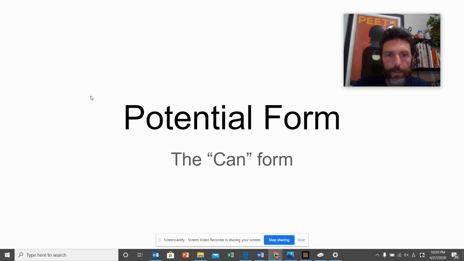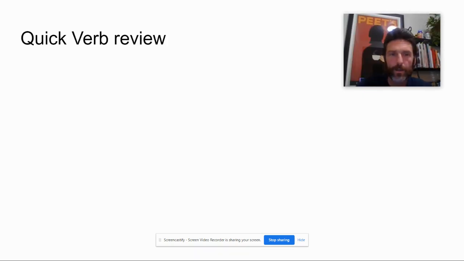Okay, everyone. Today we're going to be looking at the potential form, or sometimes I like to call it the can form, because we're taking regular verbs and making them into, instead of do, can do. Okay, so we're going to look at this today, but before we get going too far into that, we're going to do a quick verb review.